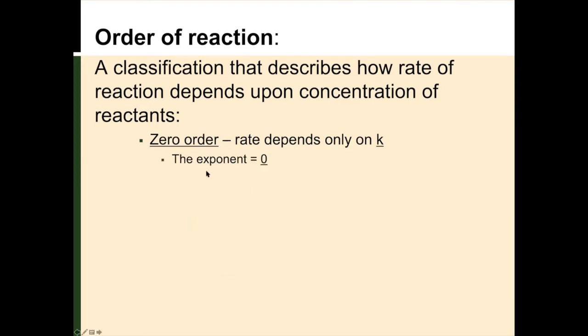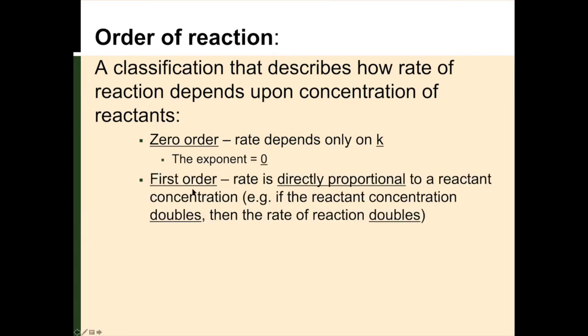Okay, the exponent equals 0. In other situations, if you have a first order relationship, the rate is directly proportional to the reactant concentration. So for example, if the reactant concentration doubles, then the rate of the reaction also doubles. And in this case, as you can probably guess, the exponent is 1.